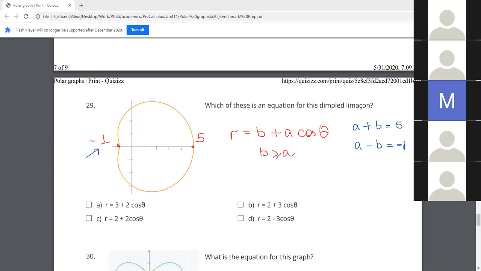What numbers can I choose? 2 and 3. How about B? Is that the correct answer? No. Which one should I choose? A. Very good. Thank you so much. Because B has to be more than A. A is the option.